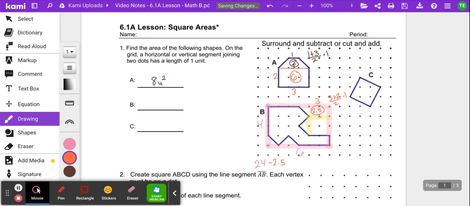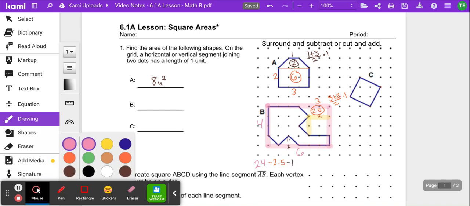And then I see a piece over here, this triangle right here. Base times height is 2 times 1. So 2 times 1 divided by 2 is 1. So I'm going to take off another 1 there. And then over here, this piece in the corner, that is a triangle 1 by 1. So 1 times 1 divided by 2, that's a half to take off.